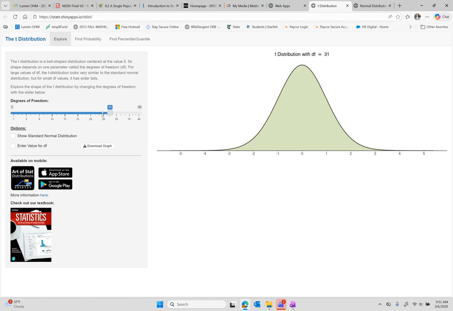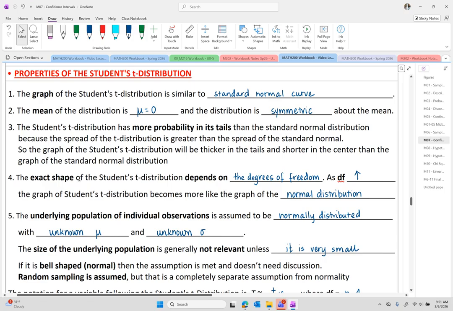So now I have gone above 30 for the sample size. In this example, the degrees of freedom are 31. That makes the sample size equal to 32. And if you pay attention here, it looks like most of the data is between -3 and +3 from the mean of 0. So the exact shape of the student's t distribution depends on the degrees of freedom.